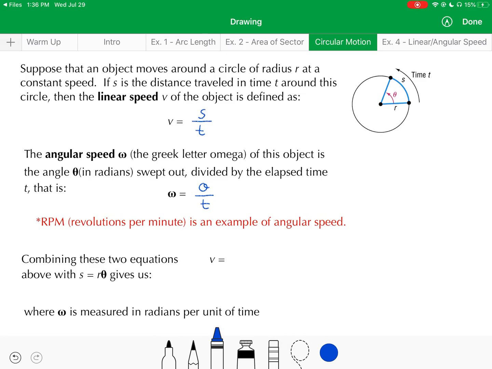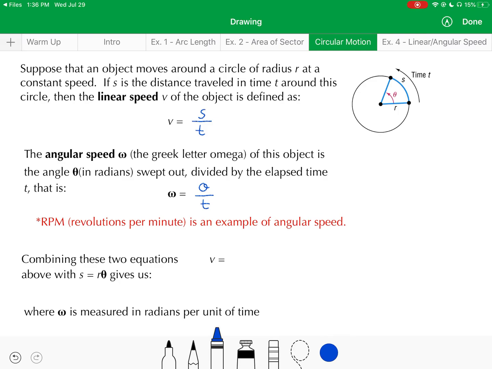Okay. So when you're driving in the car, not only is there a linear speed associated with the car itself, but there's an angular speed with the tires. There's a certain number of revolutions that the tires are covering in a given amount of time.